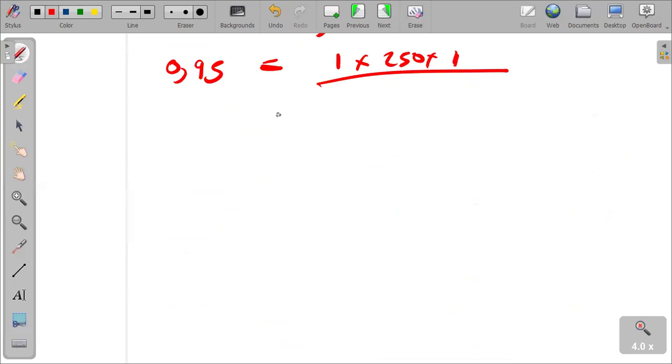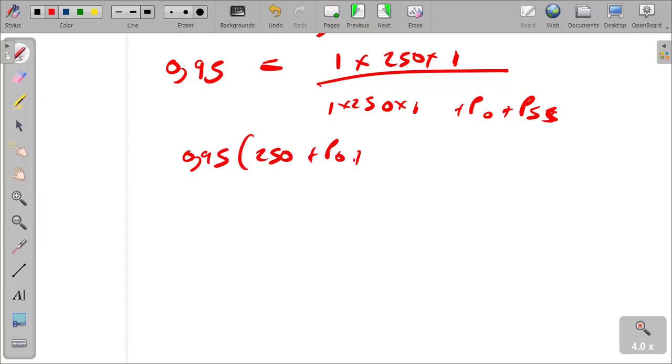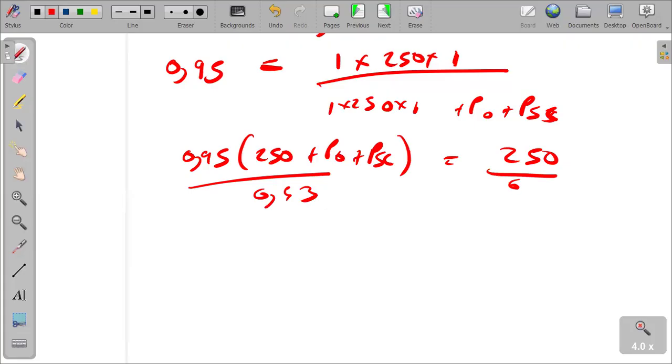Simplifying that, we get again 1 times 250 times 1 plus PO plus PSC. Remember, our K now is 1, so it's going to give us 1 times PSC, which is still PSC, right? Simplifying that, it means we have 0.95 multiplying 250 plus PO plus PSC is equal to 250. I divide again by 0.95, to end up having 250 plus PO plus PSC is equal to 250 divided by that.